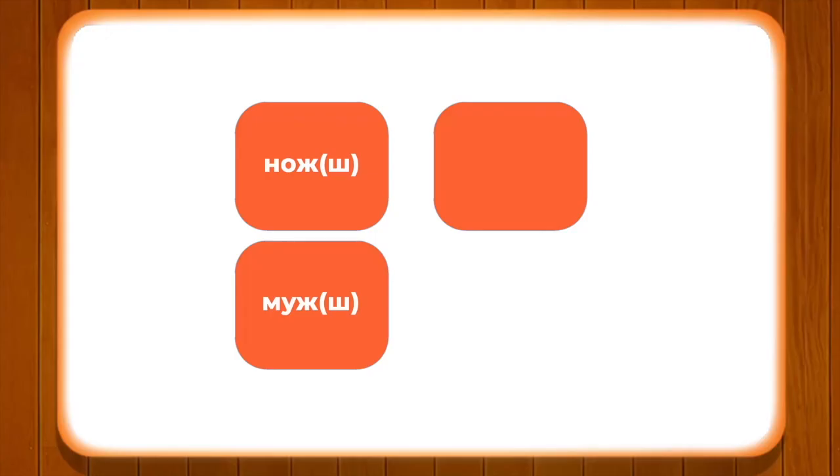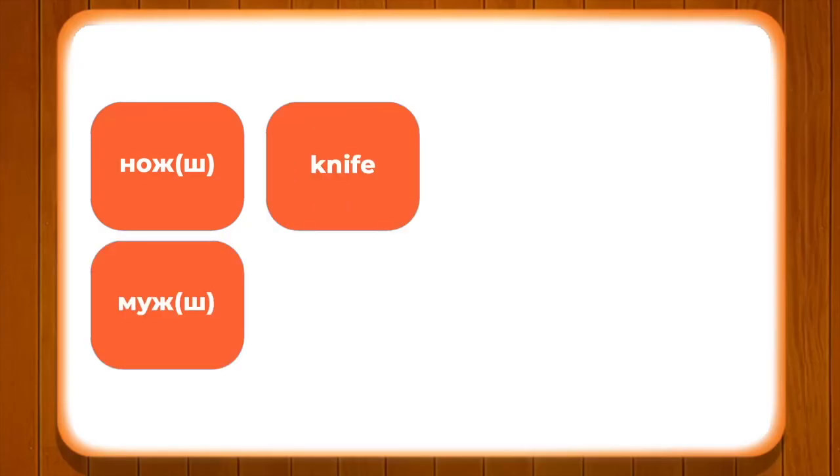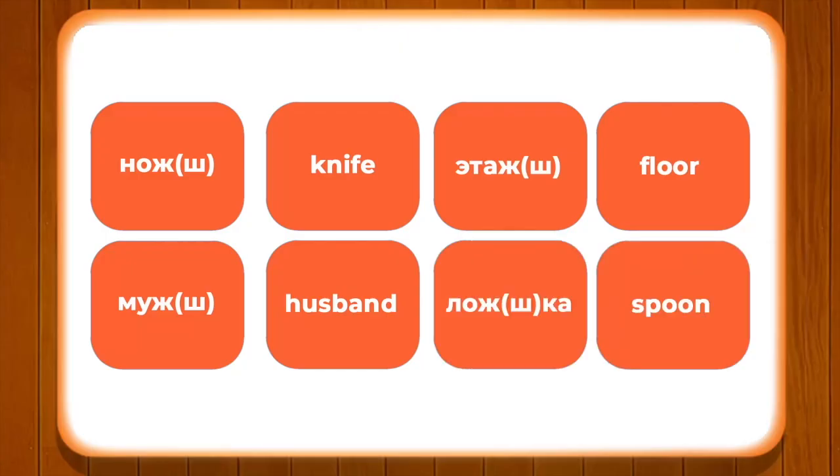Now, similarly, we have another word, etage. Here you can also see the change in the sound. And likewise, the last word is loshka. Here you can also see the sound of r is being changed into sh. Now, let us learn the meaning of these words one by one. Noj means knife, muj means husband, etage means floor, loshka means spoon.